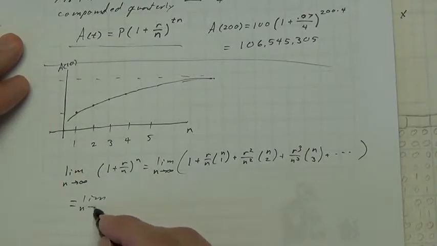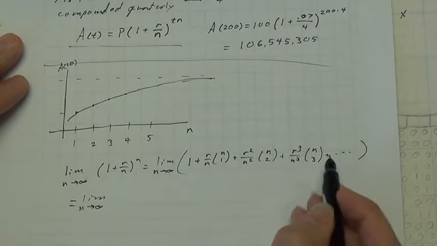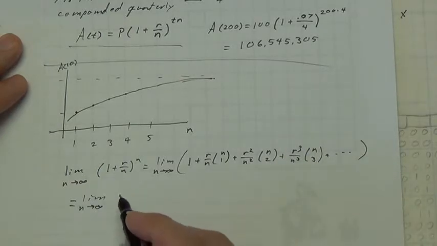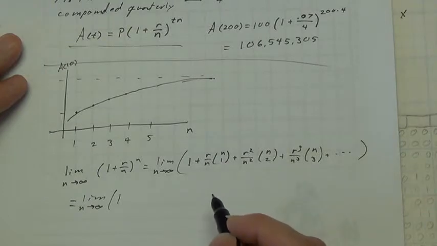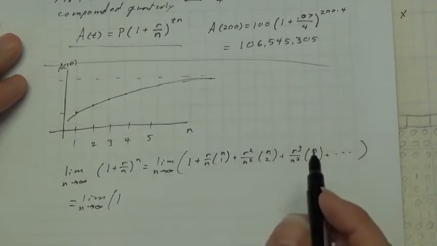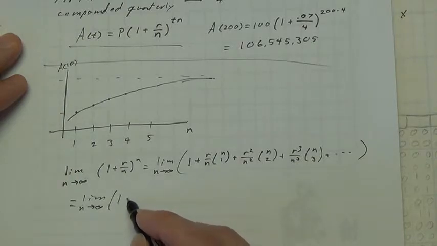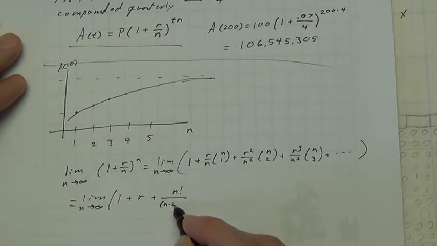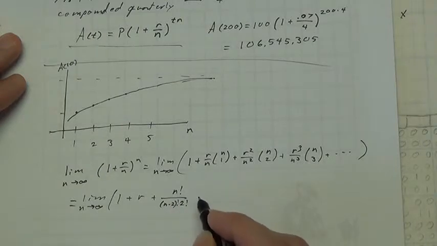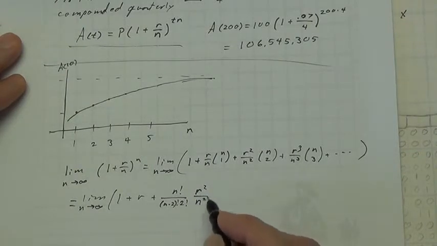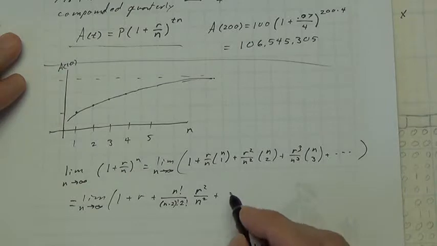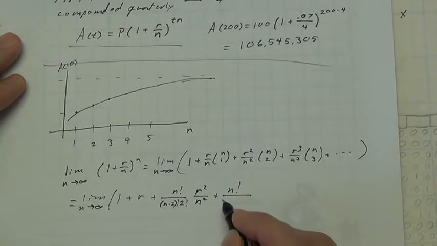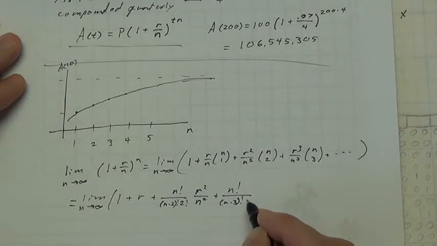That's equal to the limit. What are these n choose 1s, 2s, 3s? What do they mean? Well, we know n choose 1. That's the number of ways to choose 1 out of a set of n objects. There's n ways. Those will cancel. 1 plus r plus. Now, n choose 2 is a bit of a different story. That's n factorial over n minus 2 factorial times 2 factorial. And that's times r squared over n squared. Apologize if my r's and n's start looking like each other. Plus n factorial over n minus 3 factorial times 3 factorial.